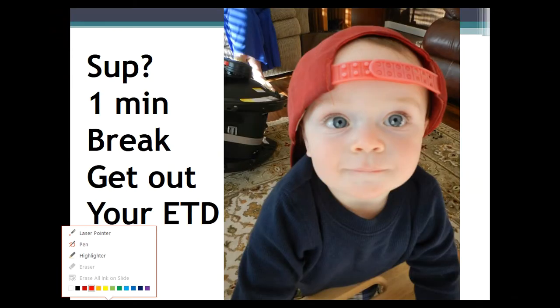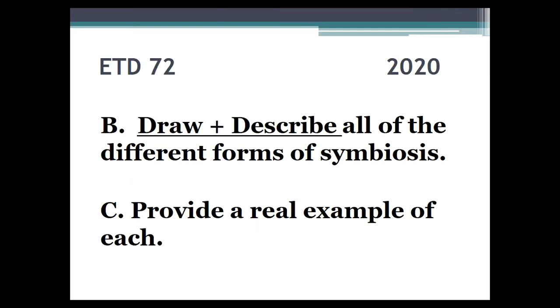Okay, if you're here, you should be looking for ETD number 72. With ETD number 72, it's got part 2. This is B and C. So the questions that we're going after here is draw and describe all the different forms of symbiosis, and then provide a real example of each.